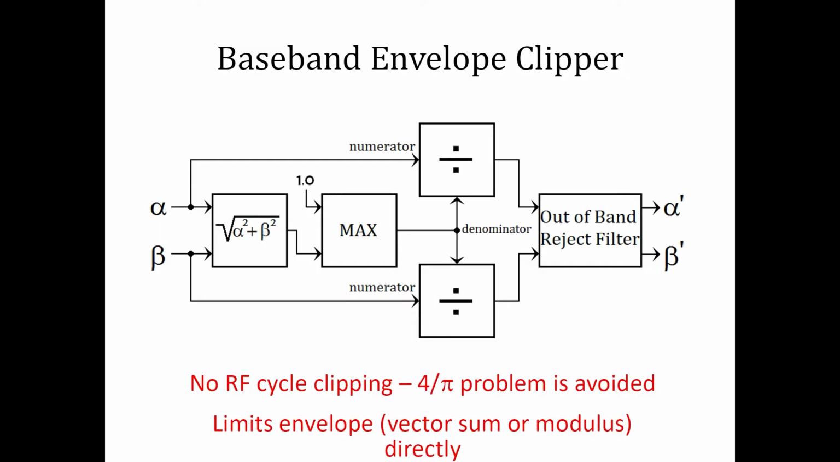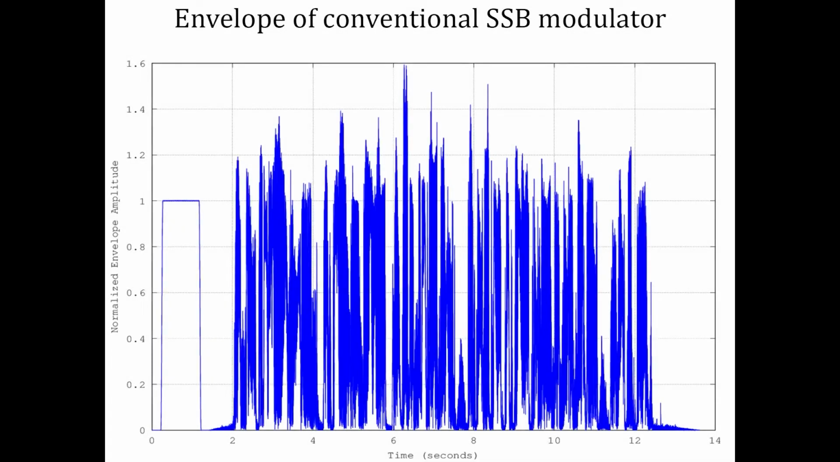After we do the clipping, we have to clean up the spectral mess, and this is done by a filter that rejects the out-of-band components. This method does not clip any RF cycles because there are no RF cycles, so it avoids the 4 over pi overshoot shown earlier, but this thing still overshoots. Here's a graph showing the envelope amplitude of a conventional sideband signal generated from accurately peak-limited audio. As before, the pulse at the beginning is the sideband envelope from a single audio tone. The overshoot is pretty bad, over 59%.